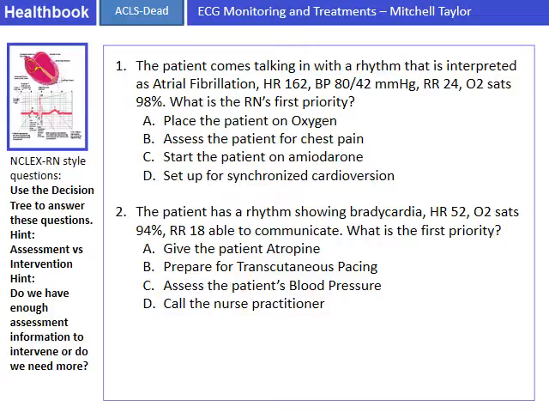So in the first one, the patient comes in with a rhythm that is interpreted as atrial fibrillation, heart rate 162, blood pressure 80/42, respiratory rate 24, O2 sats 98%. What's the RN's first priority? Now again, we have to go back and say, what is this asking for? So atrial fibrillation, we know that's a narrow, complex tachycardia. What do we want to do? Patient has a pulse, and because it says they're talking, the heart rate is fast, blood pressure is low.